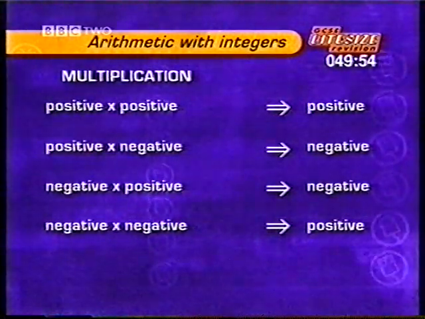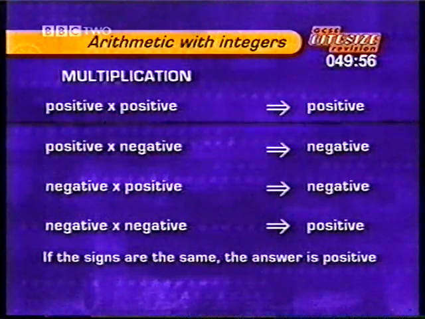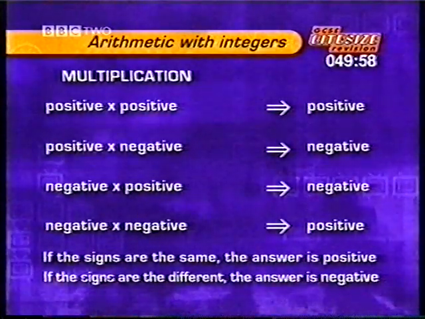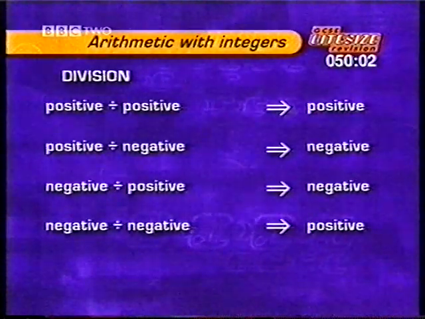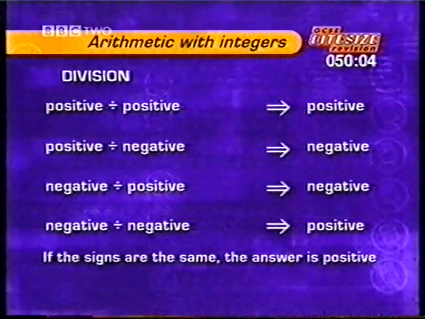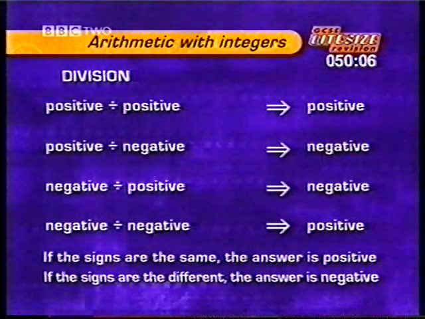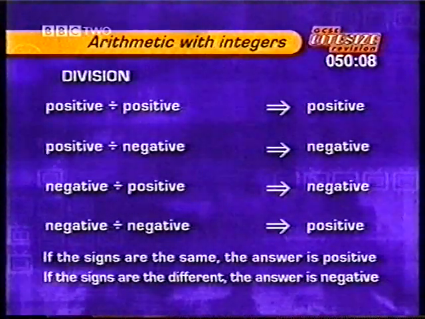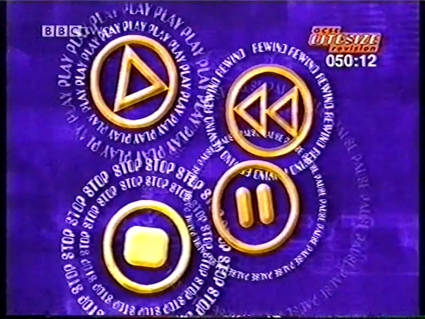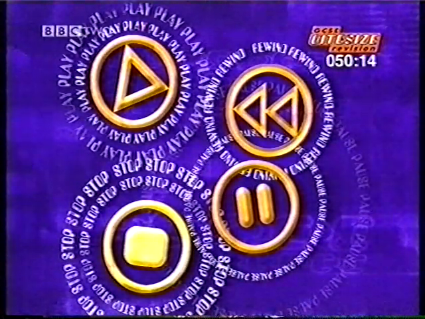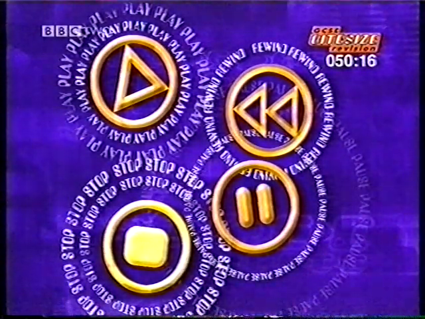So again, if the signs are the same, the answer is positive. If the signs are different, the answer is negative. These are the rules for division. Again, if the signs are the same, the answer is positive. If the signs are different, the answer is negative. That's the end of the section on arithmetic with integers.